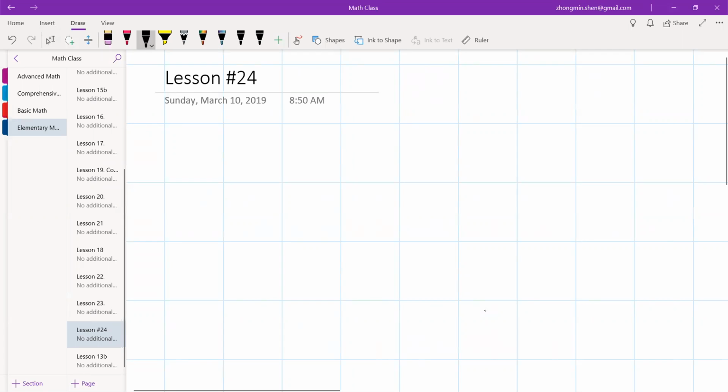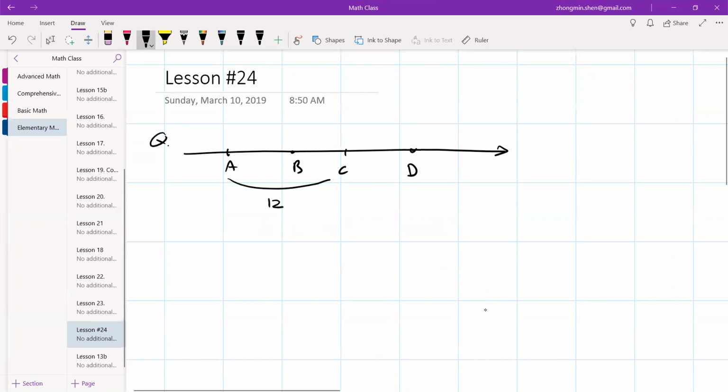So my first problem I want to discuss is, suppose you have a coordinate line, right? This is the distance, okay? And you have a bunch of points, A, B, C, D, okay? If I know the distance between A and C is going to be 12 centimeters. If you also know the distance from B to D will be 14 centimeters.